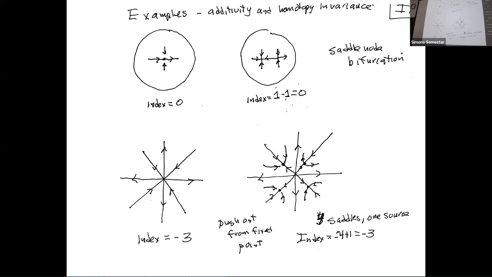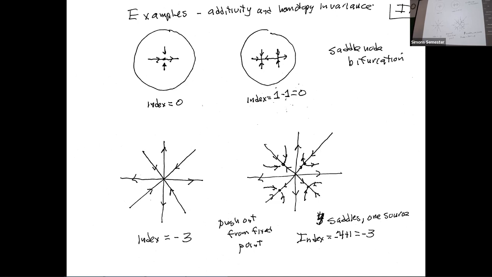And here are some examples to illustrate that. Here the index was 0, and we can leave the circle alone and do a saddle-node bifurcation, and create a sink and a saddle, and our index is still 0. And this shows you why the index is minus 3: you use homotopy invariance as you push out, like doing a DA, you push out and you pick up 4 saddles, and then you have a repeller in the middle, and you see the total index is minus 3.